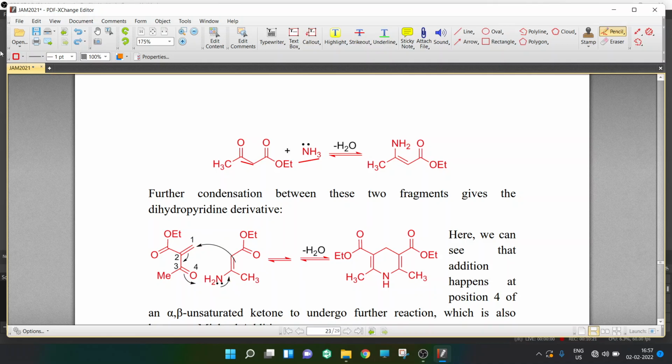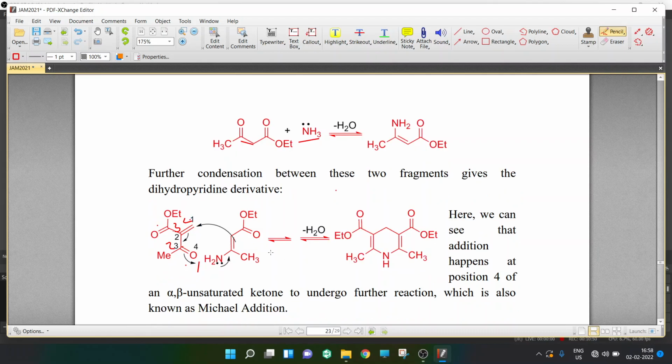Look here, it is 1, 2, 3 and 4. So the attack is not at position 2, so that you are not getting 1,2 addition, but rather attack at position 4, then it comes here. So this is 1,4 addition. 1,4 addition, as you know, is called Michael addition. So the reaction happens by Michael addition.